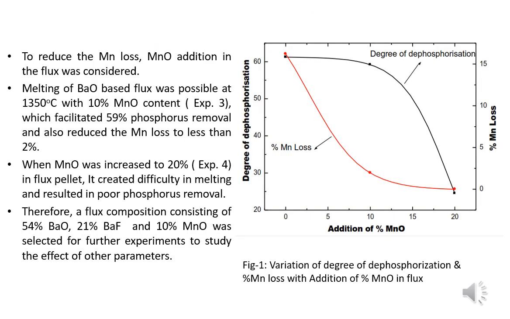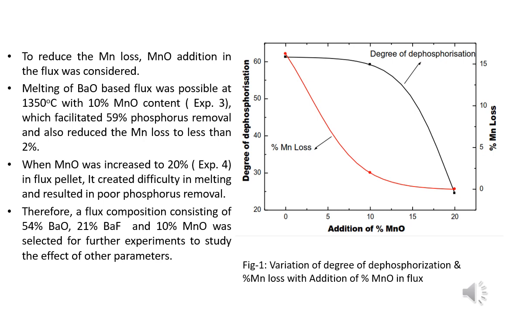In order to reduce the manganese loss, additional manganese oxide in the flux was considered. It was observed that melting barium oxide based flux was possible at 1350 degrees centigrade when the manganese oxide content was 10%, which facilitates 59% phosphorus removal and also reduced manganese loss to less than 2%. However, when manganese oxide was increased to 20% in the flux, poor dephosphorization occurs.